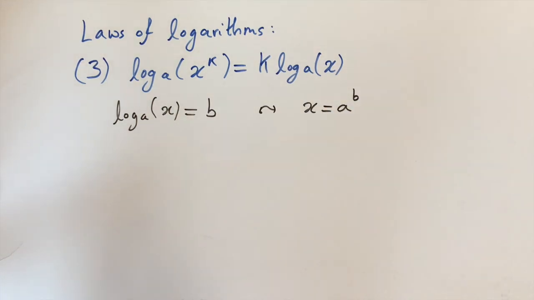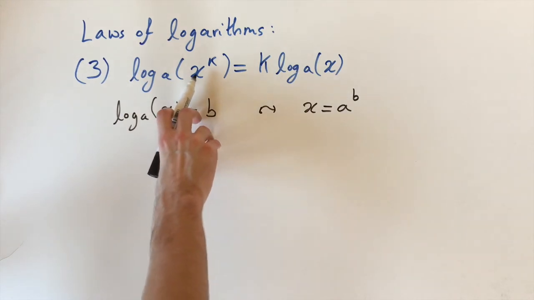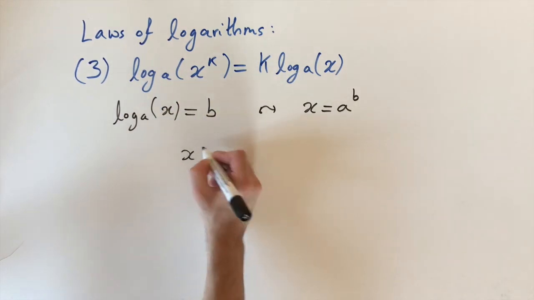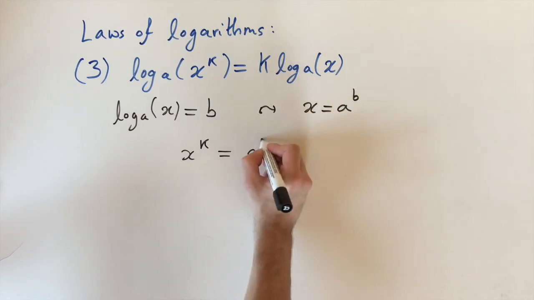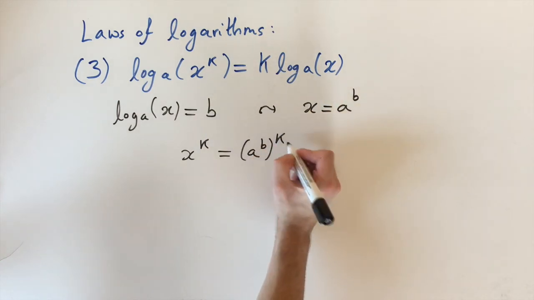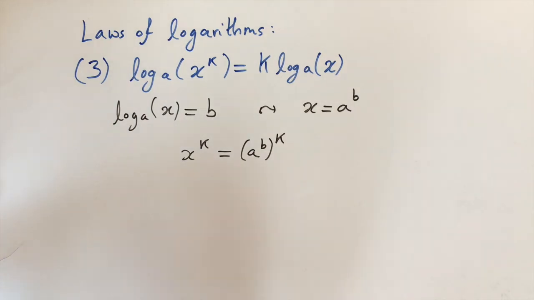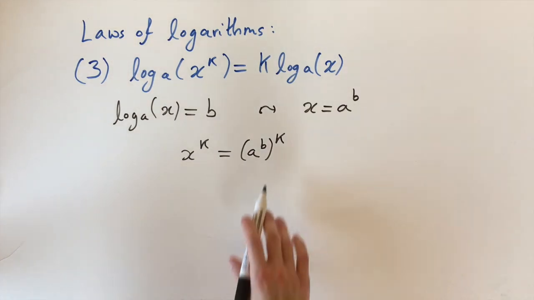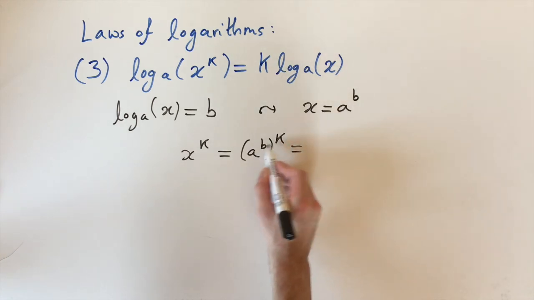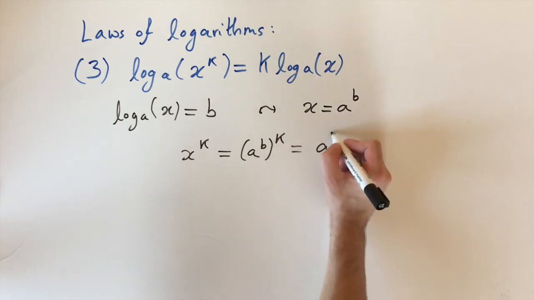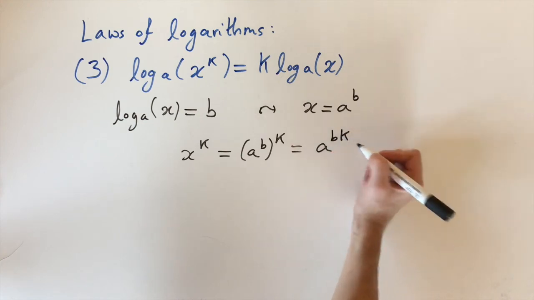So now we're just dealing with one logarithm, but this time we need to find out what x to the power of k is. So x to the power of k, if I just substitute what we found x to be, is a to the power of b, to the power of k. And now this is where we apply the law of indices again. If we have something to the power of a power, the laws of indices tell us we can just multiply these two numbers. So this is equal to a to the power of b times k.